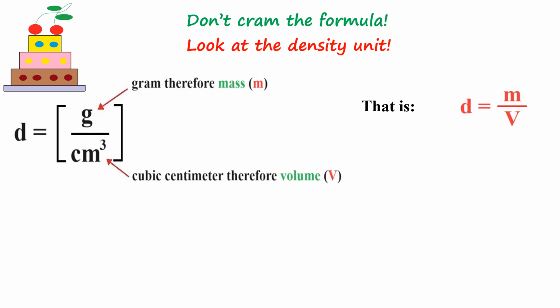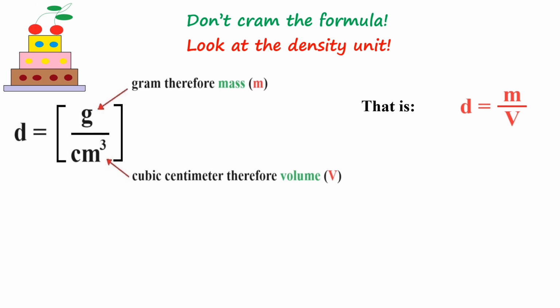If you have the density value in the problem, you also have its unit. So in our case, gram per cubic centimeter. We know that gram is mass and cubic centimeter is volume. Without memorizing the formula, we can write that d equals m per V. This is the formula resulting from the unit of density. This is our cherry on the cake. It will be the only one we will use when solving problems.